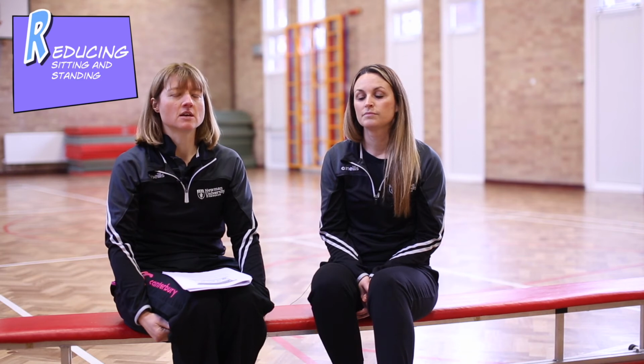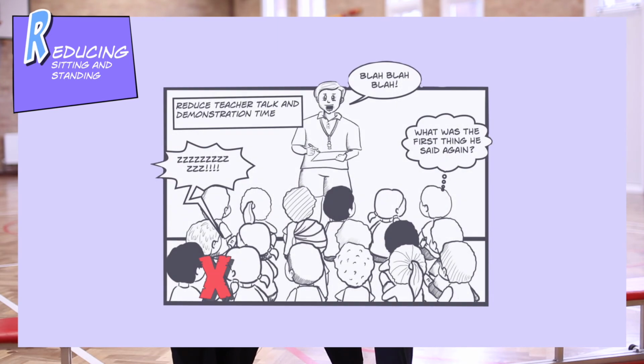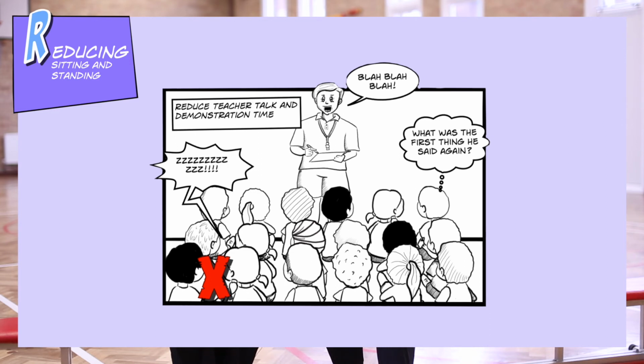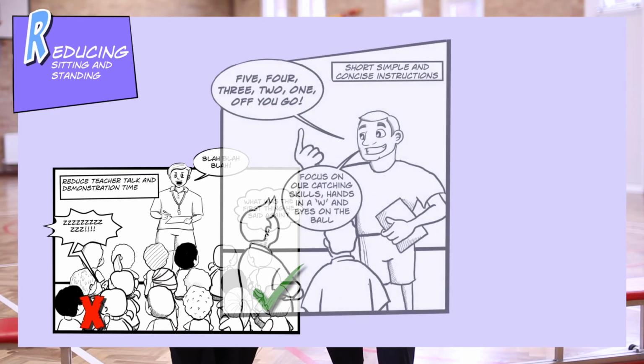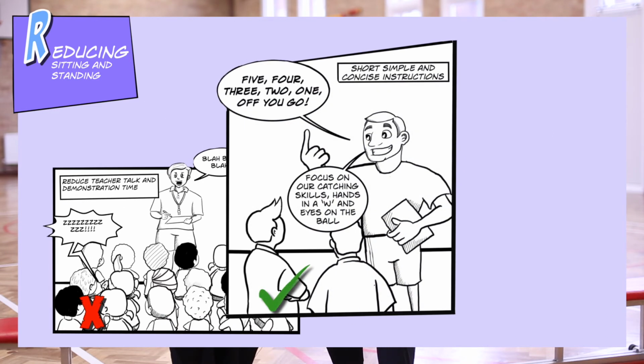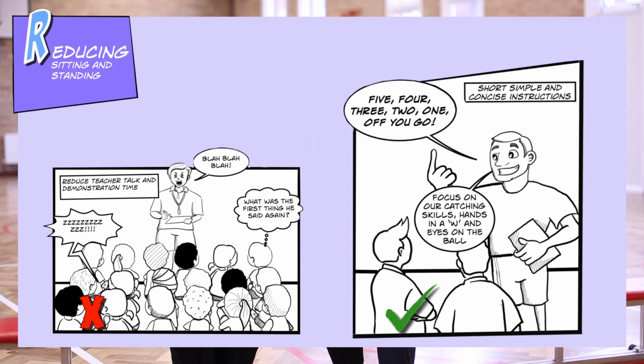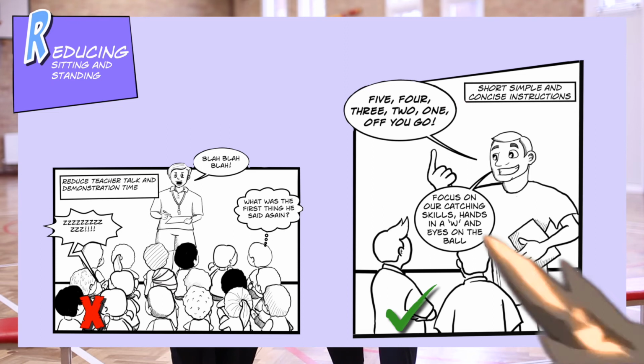Reducing sitting and standing encourages teachers to think about the learning environment by being aware of how long children are sitting and standing. For example, think about reducing teacher talk and the length of demonstration time, and try to keep explanations and instructions simple and concise, with only a few teaching points. Also think about how you can bring children in or get children started on a task as quickly as possible. For example, by counting down, 5, 4, 3, 2, 1, off you go.